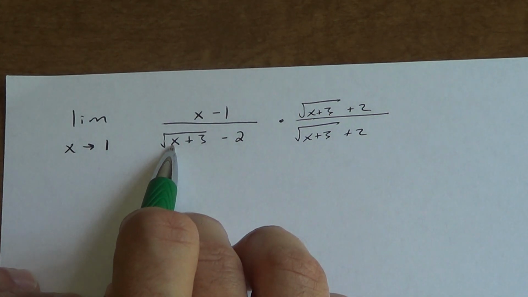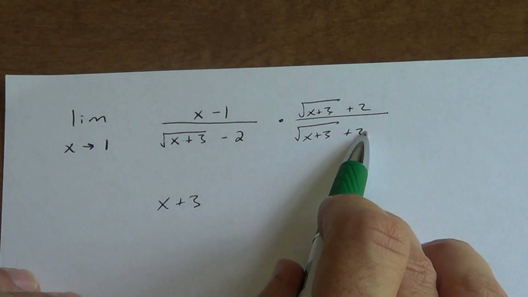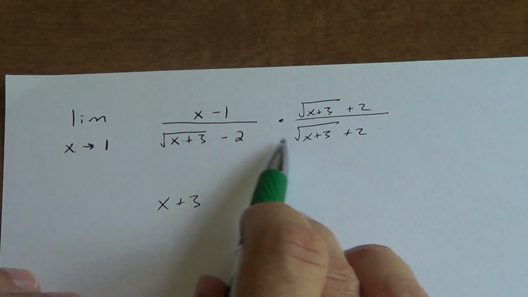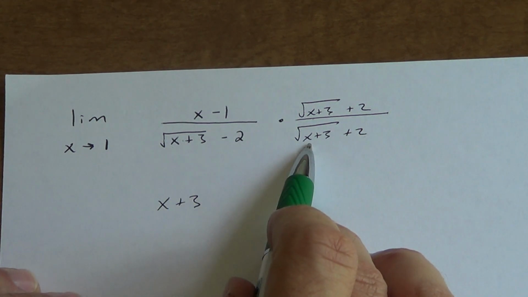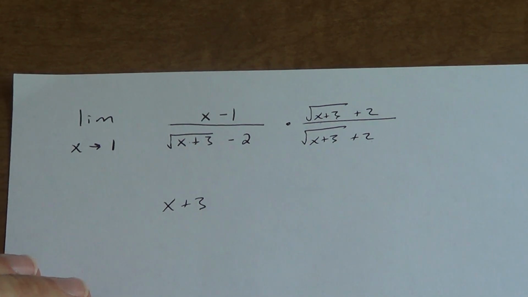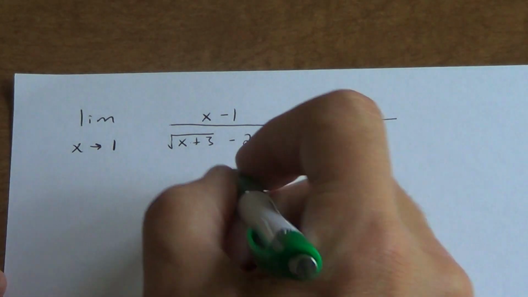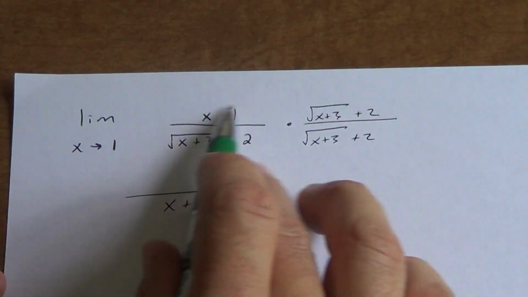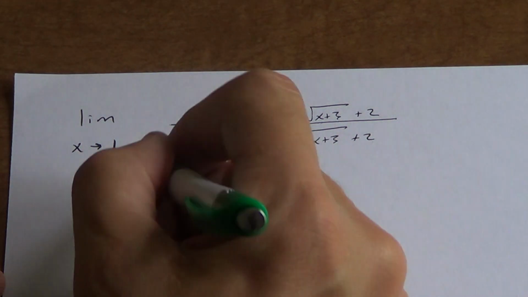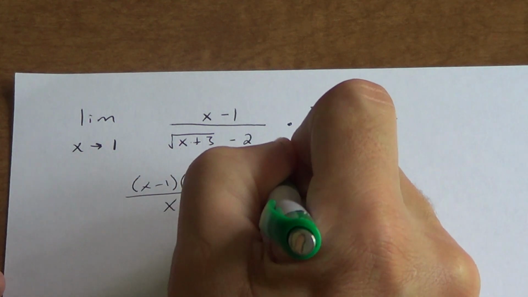So square root of x plus 3 times square root of x plus 3 is x plus 3. Square root of x plus 3 times 2 is a positive 2 root x plus 3. When we take negative 2 times that, we get negative 2 square root of x plus 3. They cancel each other out. Remember, that's the idea of a conjugate: if you're thinking FOIL, first, outer, inner, last, the O and the I terms are going to cancel each other out. Negative 2 times positive 2 is negative 4. Now up here, we are not going to multiply this out. You'll see why in just a second. So x minus 1, the square root of x plus 3 plus 2.